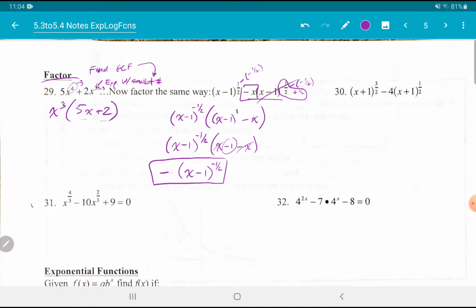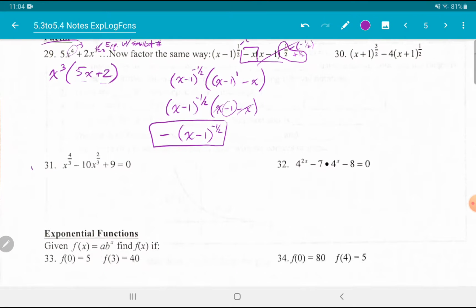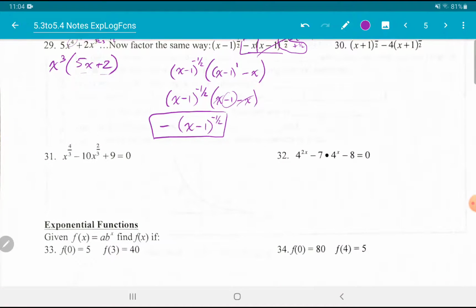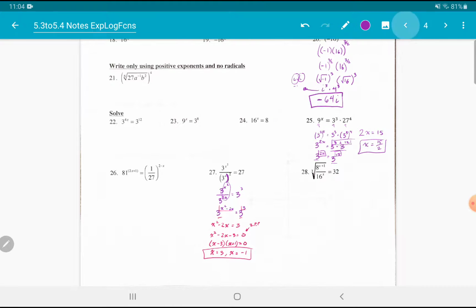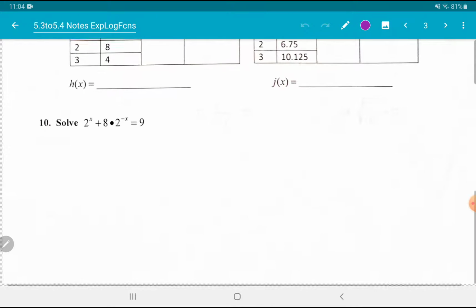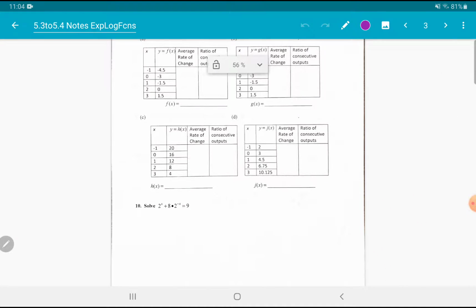Okay. All right, let's do another one. This time, we're going to be solving these equations. Let's look at number 31 here. Actually, I'm going to backtrack. To do number 31, I'd like to bring us over to page 3 here, number 10. So I brought us back 2 pages.